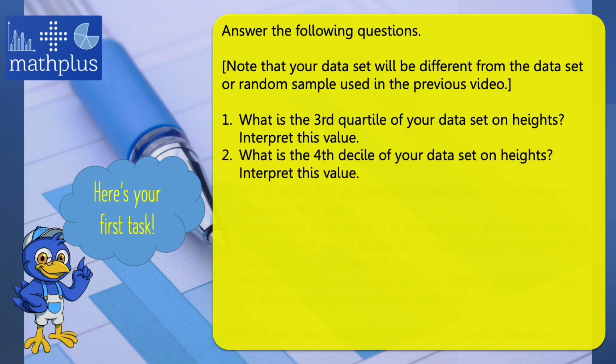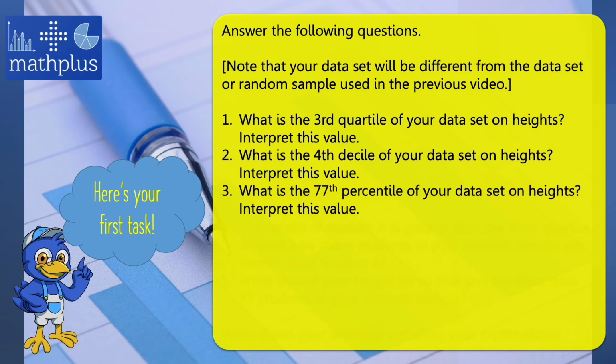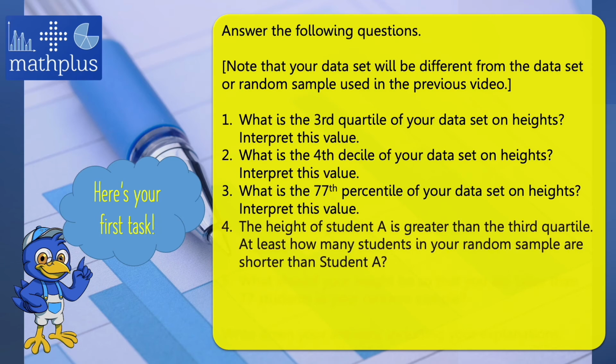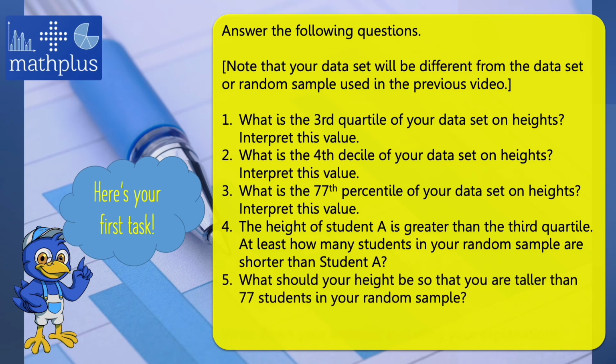Second, what is the fourth decile of your dataset on heights? Again, interpret this value. Third, what is the 77th percentile of your dataset on heights? And interpret this value as well. Now, the height of student A is greater than the third quartile. At least how many students in your random sample are shorter than student A? Number 5, what should your height be so that you are taller than 77 students in your random sample? Write down your answers, including your explanations.